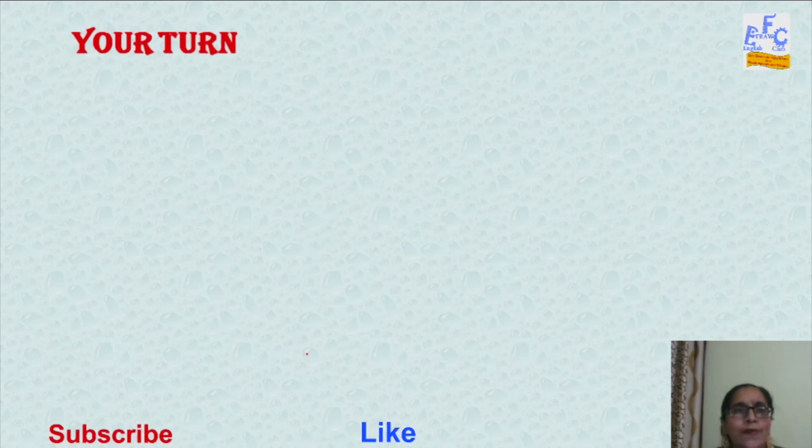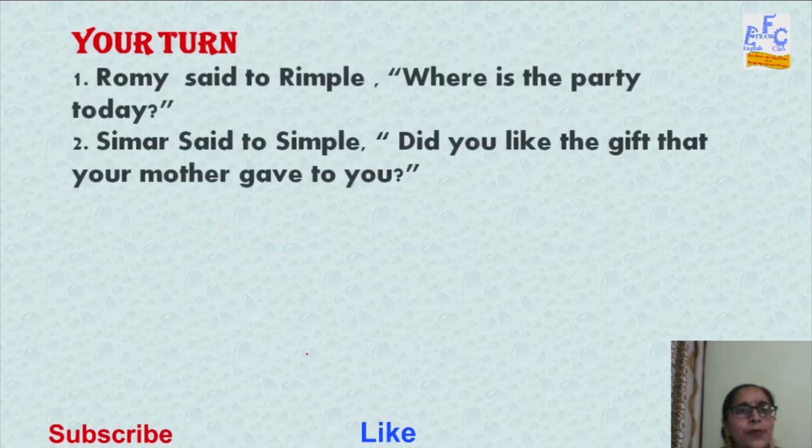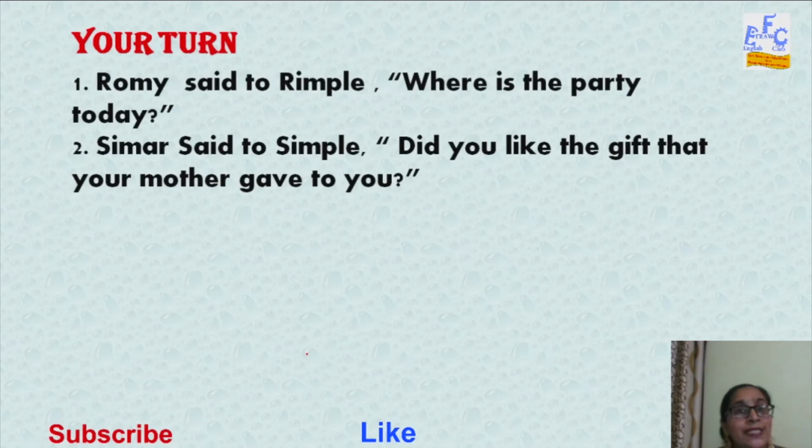Now, it's your turn to do the exercise, and I want you to write in the comment box the conversion of these direct speech sentences into indirect speech. Romy said to Rimple, where is the party today? Simmer said to Simple, did you like the gift that your mother gave to you?